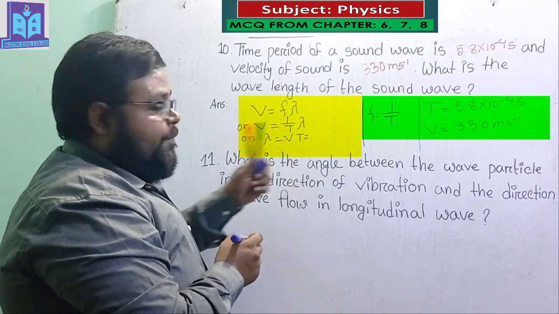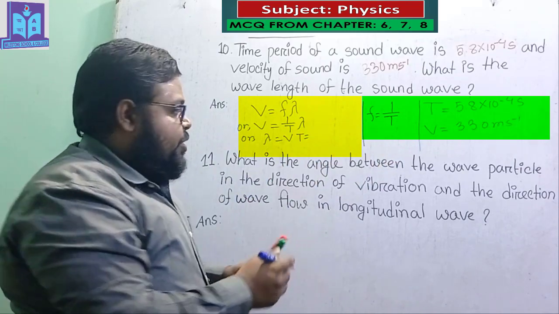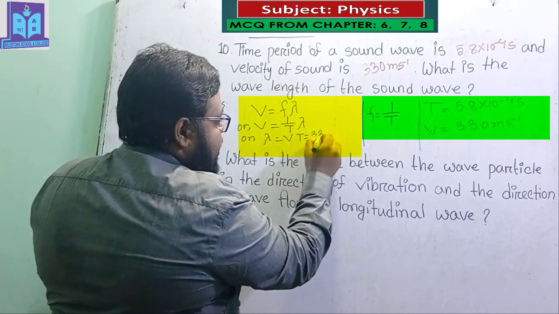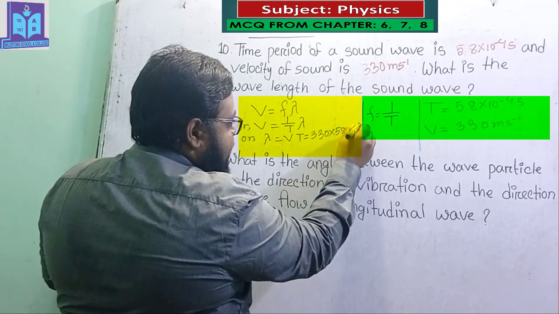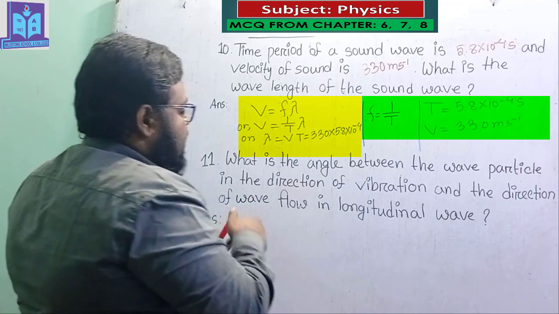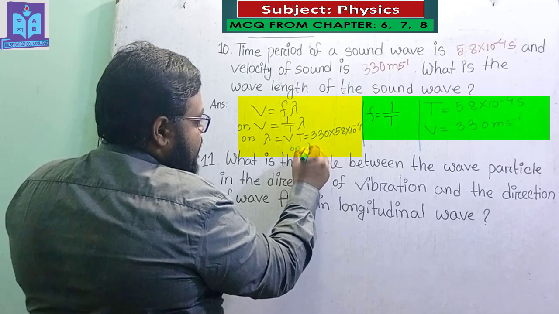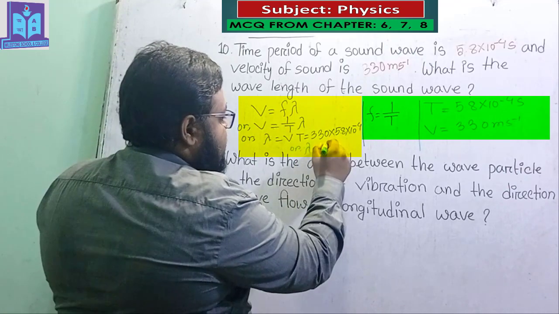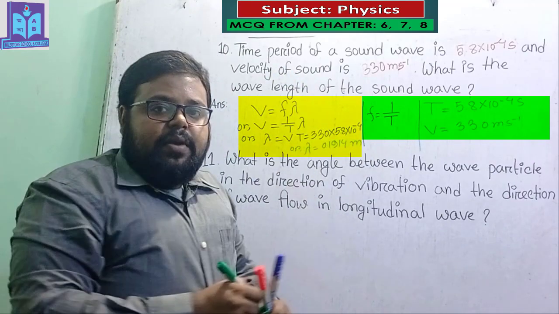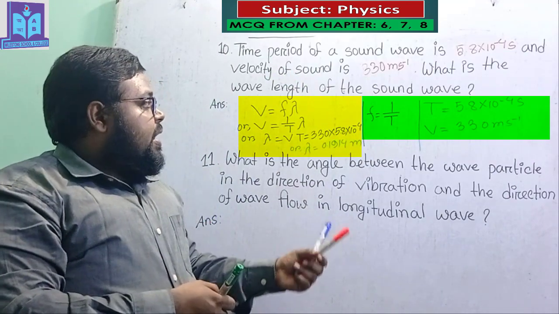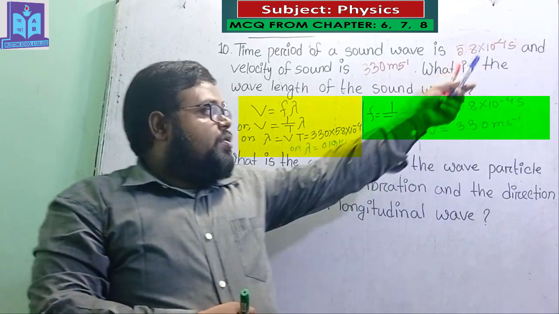So if I put the velocity and the time period in that equation, so 330 into 5.8 into 10 to the power minus 4, then the answer will be lambda equals 0.1914 meter. Dear student, I hope you understand how we can find the wavelength by using the time period and the velocity.